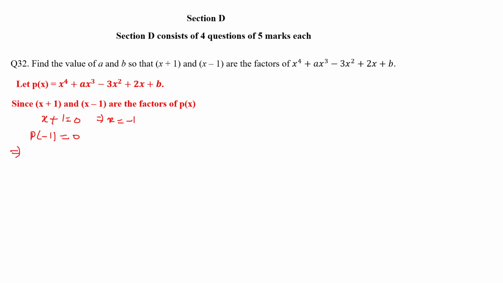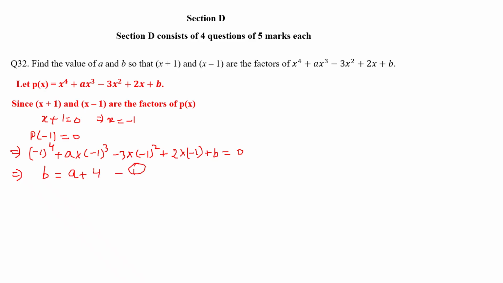So in the given polynomial, substitute x as minus 1. So it will be minus 1 whole to the power 4, then a into minus 1 whole cube minus 3 into minus 1 whole square plus 2 into minus 1 plus b equal to 0. Now when you solve this, you are going to get b equal to a plus 4. Okay, and this is your equation number 1.